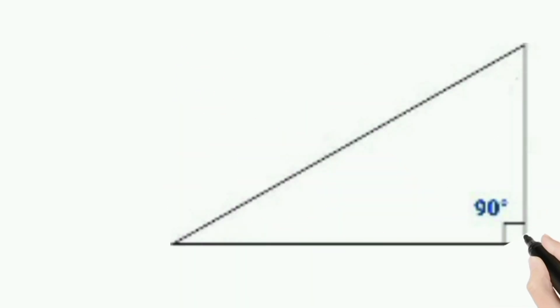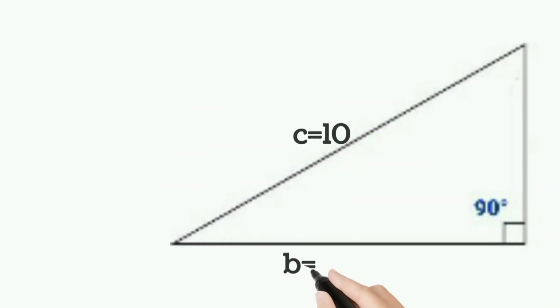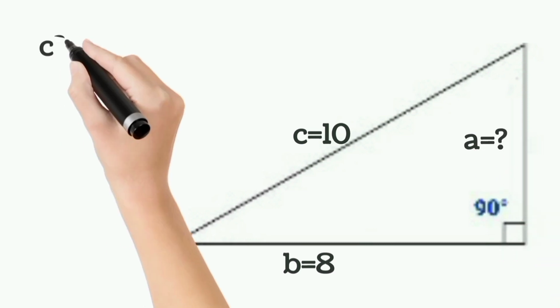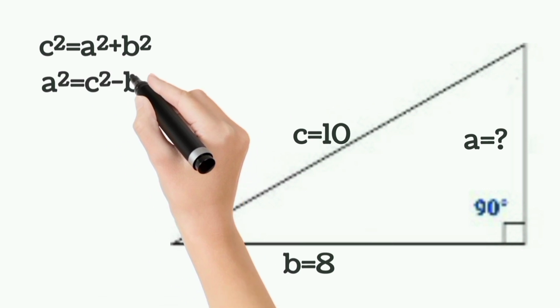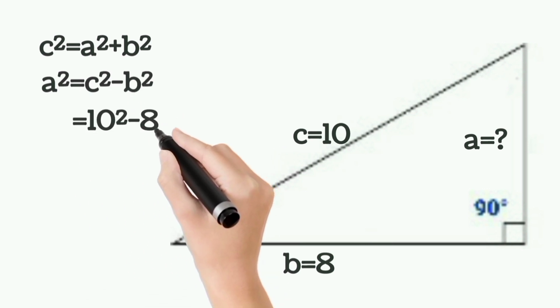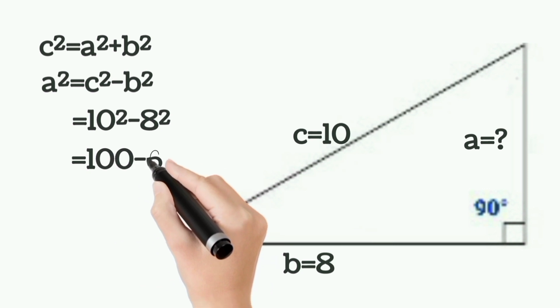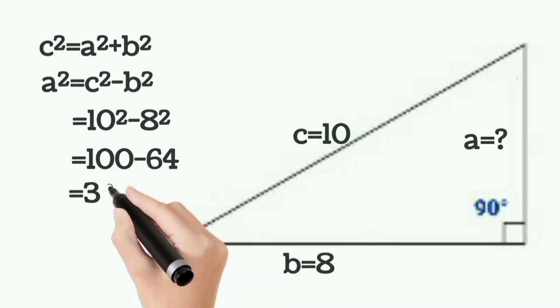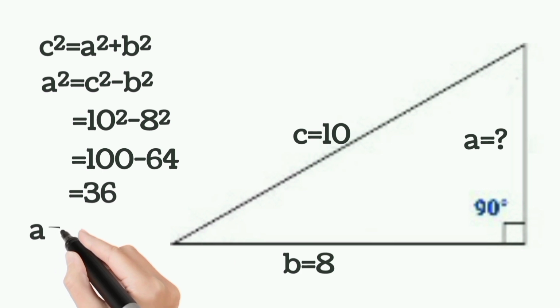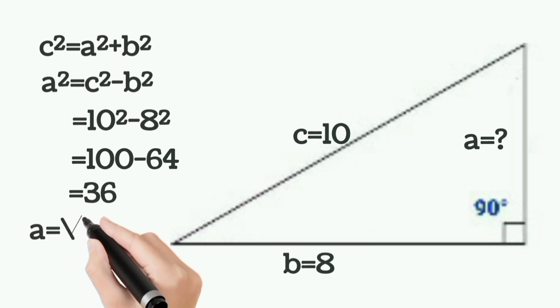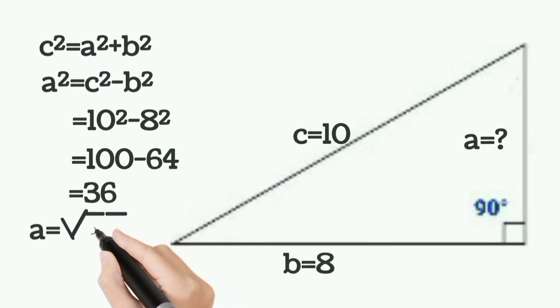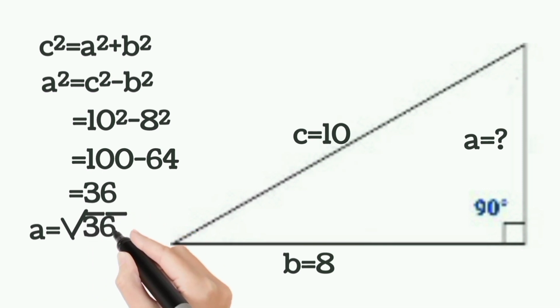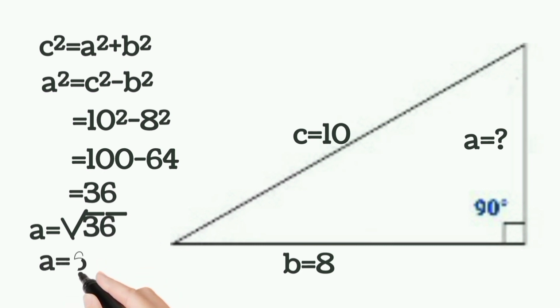Another example: in this triangle, the hypotenuse c is 10 and side b is 8. What is unknown is side a. By the Pythagorean theorem, c squared is equal to a squared plus b squared. Solving for a, we have a squared equals c squared minus b squared. So a squared is equal to 10 squared minus 8 squared. 10 squared is 100 and 8 squared is 64, so 100 minus 64 is equal to 36. So a is equal to the square root of 36, so a is equal to 6.